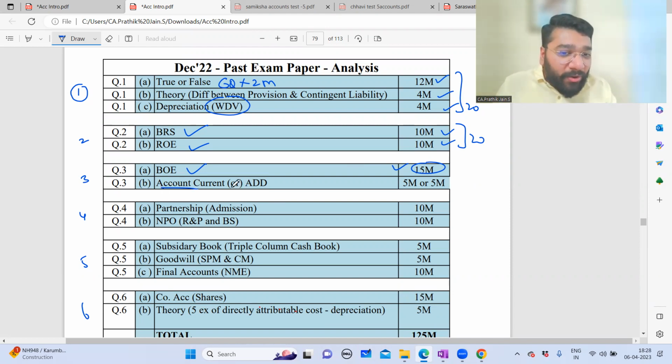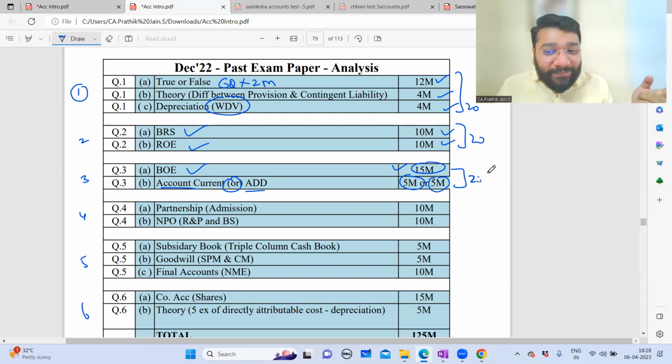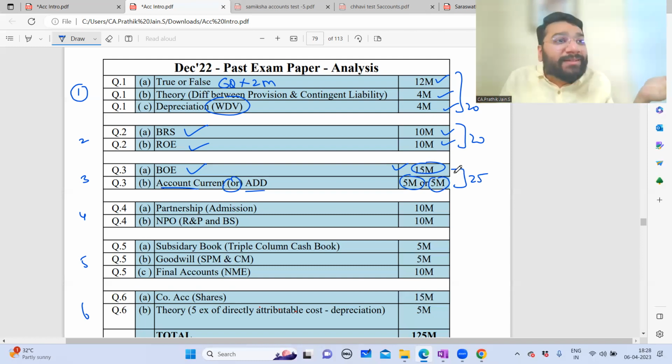So account current or average due date, there is an OR question. Now 5 marks for account current, 5 marks for average due date. In that you will get any one. But the question is asked for how many marks totally? 25. Now you understood how it came to 25. A 25 mark question is asked, but you will write only 20 marks because 1 five-mark part you will leave in choice.